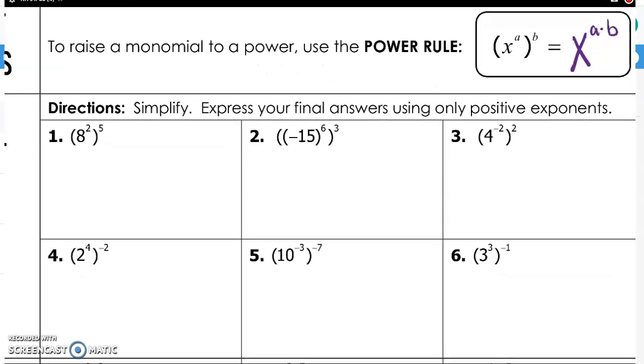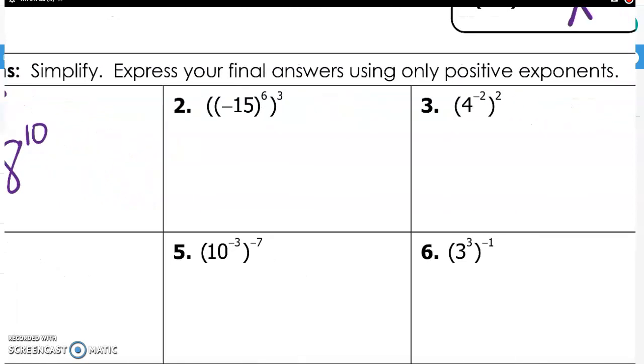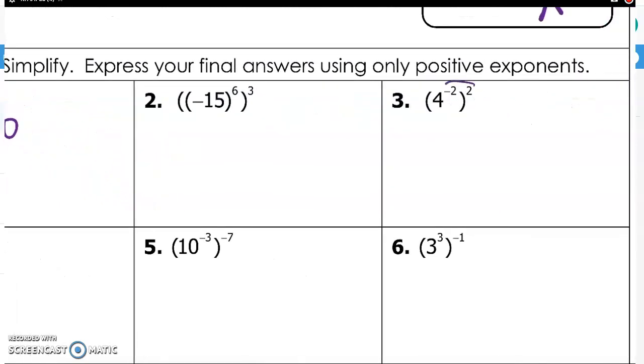So for this one, again, you leave the base, in this case 8, the same, and you do 2 times 5 to give us 10, 8 to the 10th. Number 3, you keep the bottom 4, multiply to get -4 for your exponent. Again, we can't have negative exponents, so 1 over 4 to the 4th.